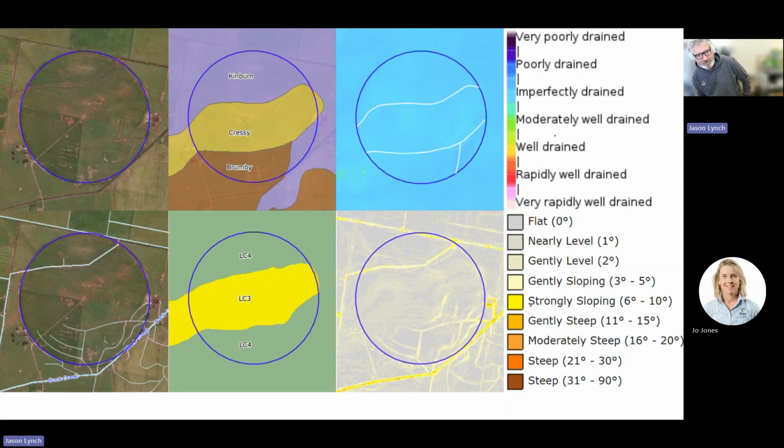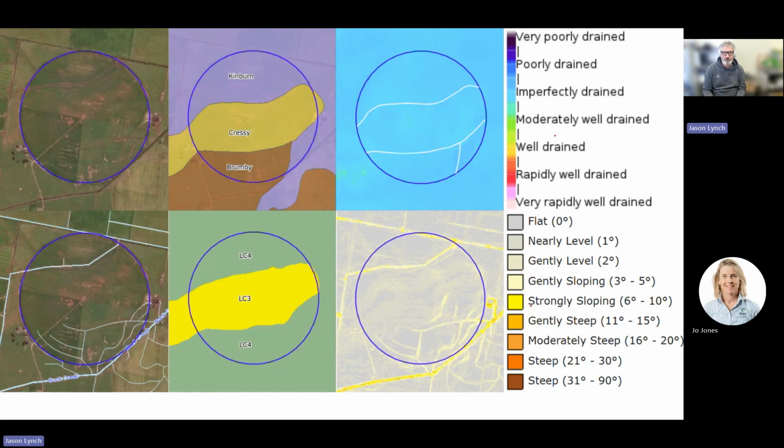Maybe let's have a look at an example of a few different GIS layers looking at the same piece of ground. You can get all this information off the LIST. It's a very useful repository of information. Let's have a look at the top left image. We've just got a centre pivot with the blue circle laying around the outside.